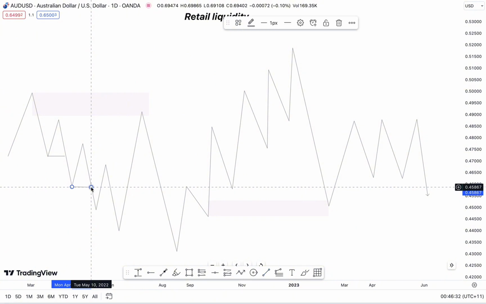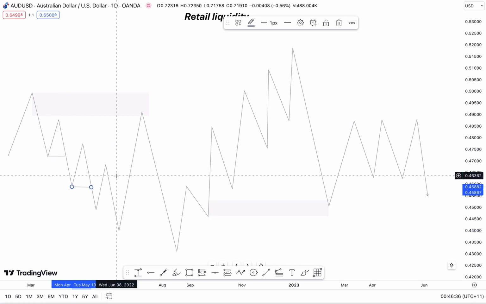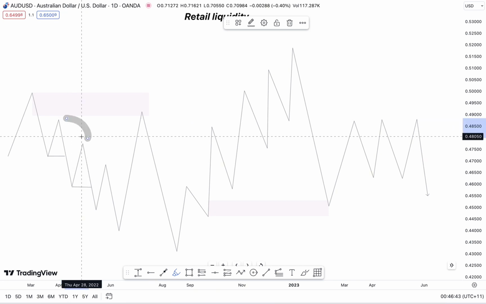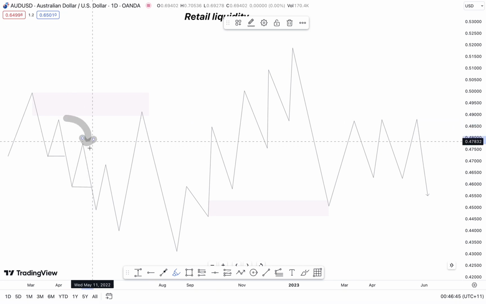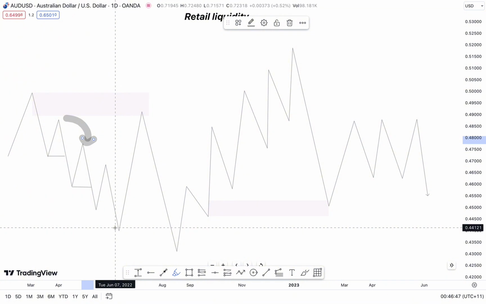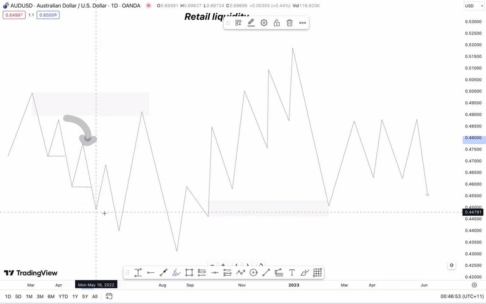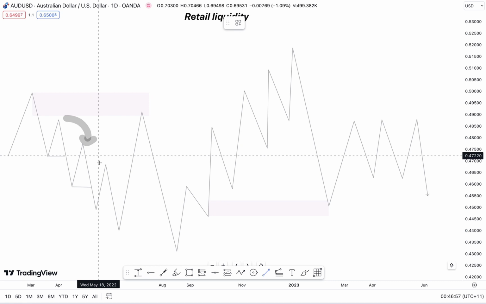If inducement was formerly here, after the break of this structure, where does the inducement transfer to? Inducement is going to transfer to this leg here, right? So you can see the third movement, the third leg here. We had a break of this structure here again. Inducement now transfers to this leg here.